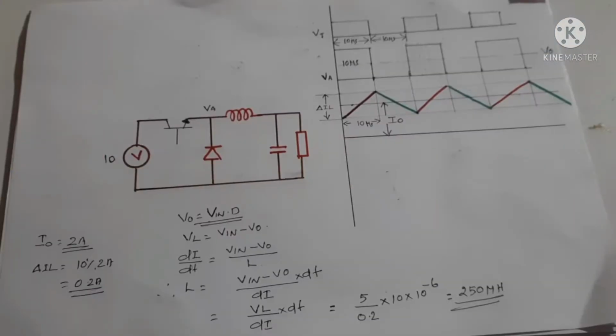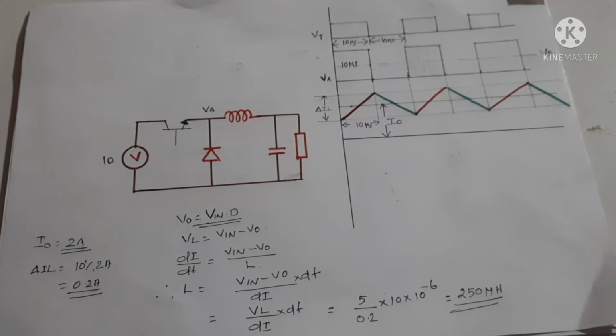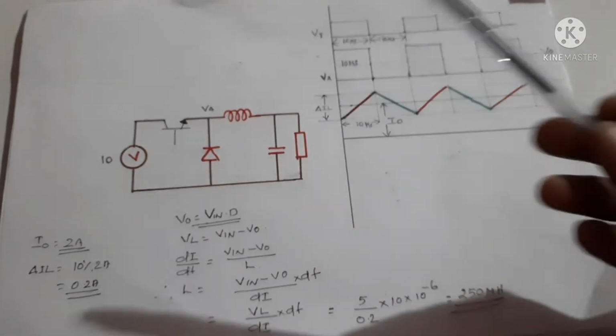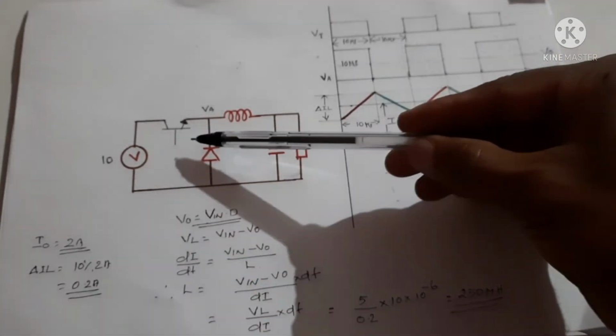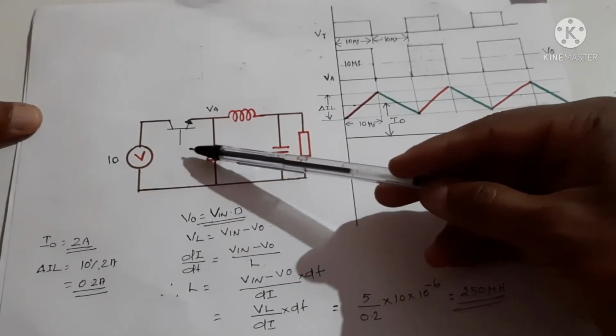How to calculate the value of the inductance in a buck converter. This is the circuit diagram of the buck converter. Here we can see a transistor. It is controlled by a PWM IC.